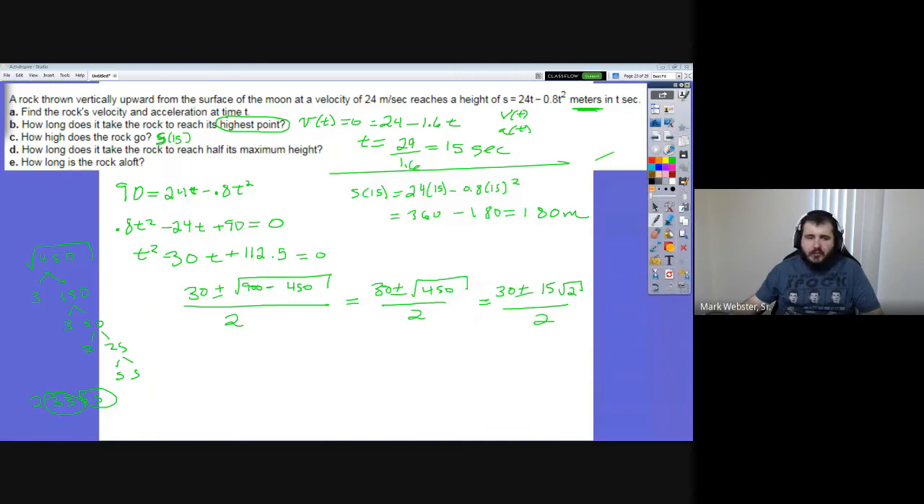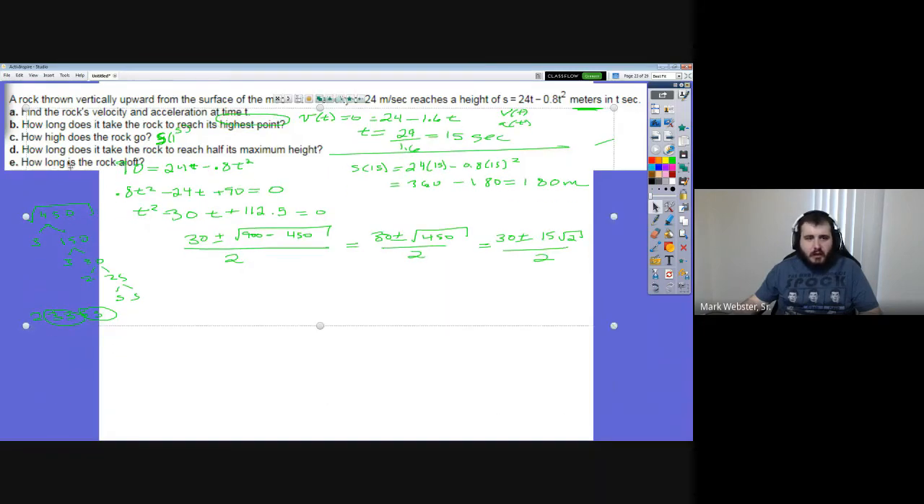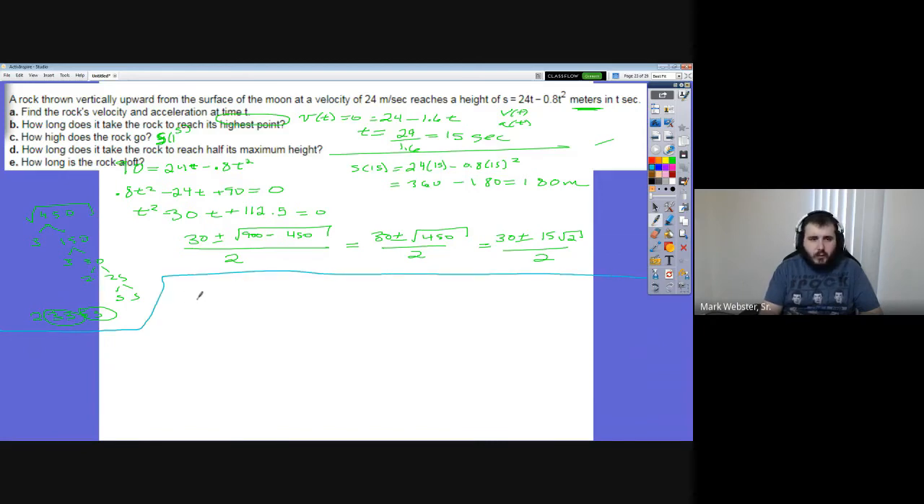And then the last one, how long is the rock aloft? So all we're looking to do now is just figure out when it hits the ground, aren't we? Well, let's do that. I'm going to scooch all this up here. Because how long does it take for the rock to hit the ground? Aloft, that's a really big word to just mean in the air, right? When does it hit the ground? So much easier to understand than how long is the rock aloft? When does it hit the ground?